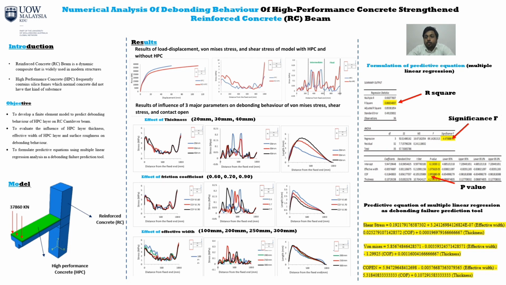In order to verify this equation, the conditions have to be met. The value of R square needs to be nearer to 1, while the values of significant F and P value need to be less than 0.05. Since the conditions have been met, the predictive equation was finalized and the fast debonding failure prediction tool was formulated. So as you can see, overall all the objectives were achieved for this research.